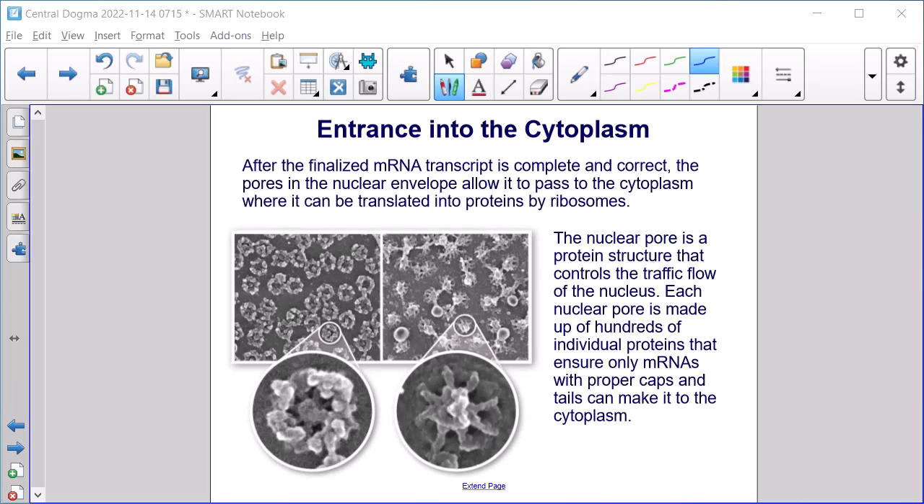Entrance into the cytoplasm. After the finalized mRNA transcript is complete and correct, the pores in the nuclear envelope allow it to pass to the cytoplasm, where it can be translated into proteins by ribosomes. The nuclear pore is a protein structure that controls the traffic flow of the nucleus. Each nuclear pore is made up of hundreds of individual proteins that ensure only mRNAs with proper caps and tails can make it to the cytoplasm.